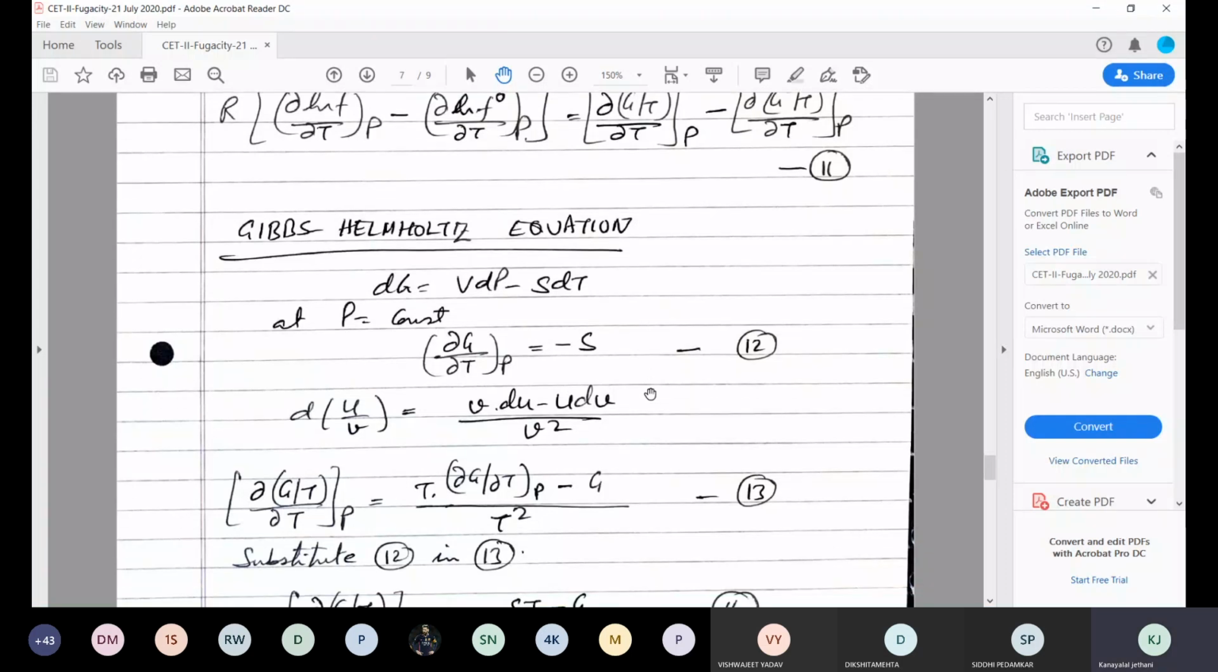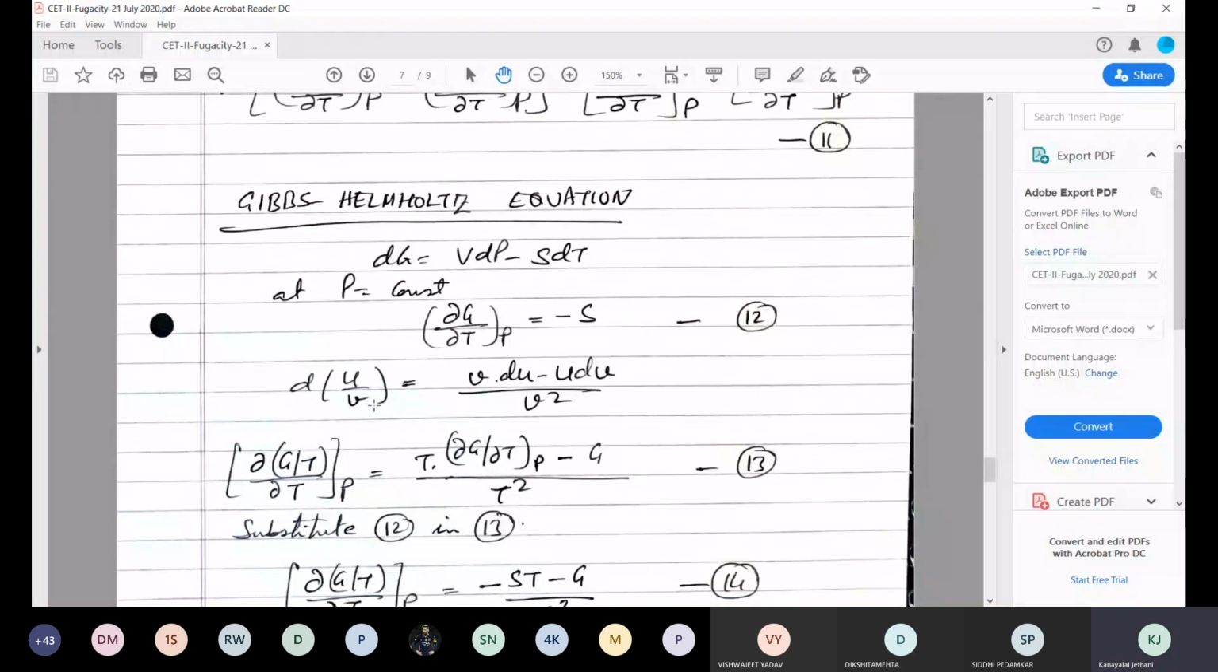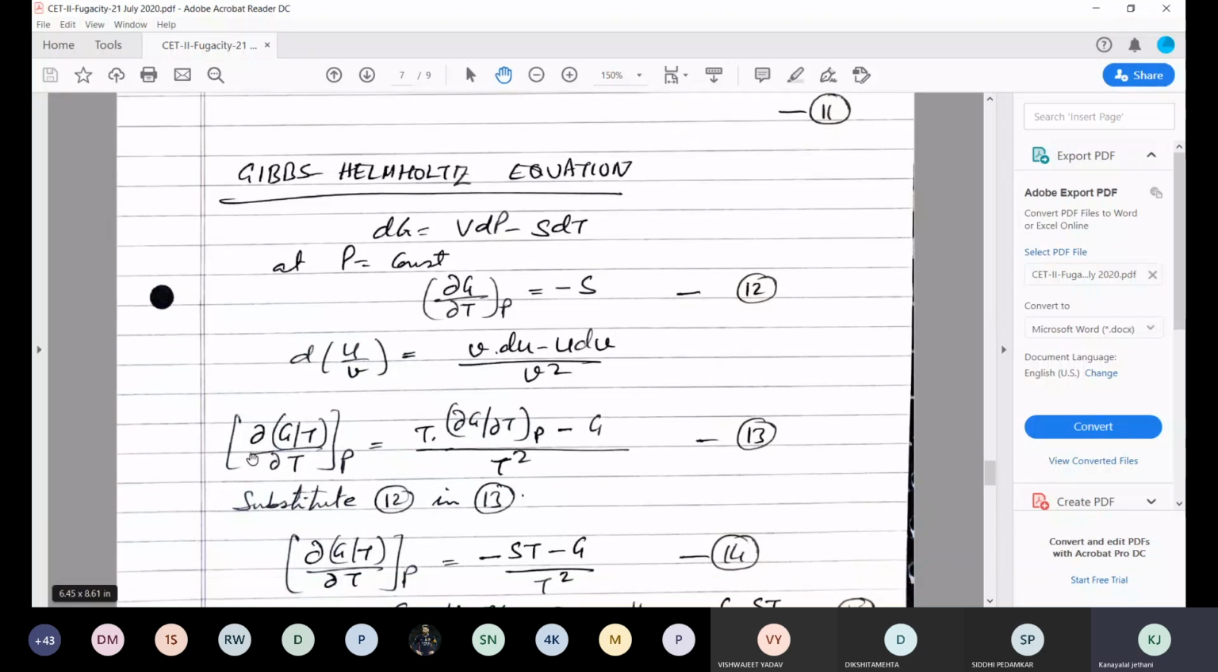Now we take the derivative of u by v, numerator and denominator, so that is equal to v, the denominator, into the derivative of the numerator, minus the numerator and the derivative of the denominator, by denominator square. So we take ∂(G/T)/∂T at constant pressure is equal to denominator T into ∂G/∂T at constant pressure, minus numerator which is G and ∂T/∂T is 1, divided by T square.